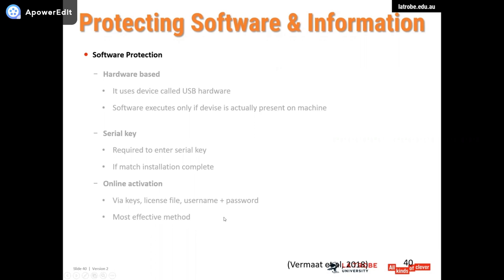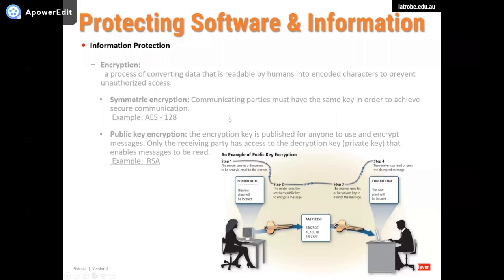Then it's about information protection. How can we protect our information? The main method is to use an encryption algorithm. Encryption is a process of converting data that is readable by humans into coded characters to prevent unauthorized access. There are two ways to do the encryption. First is called symmetric encryption, and the second is called public key encryption, also called asymmetric encryption.